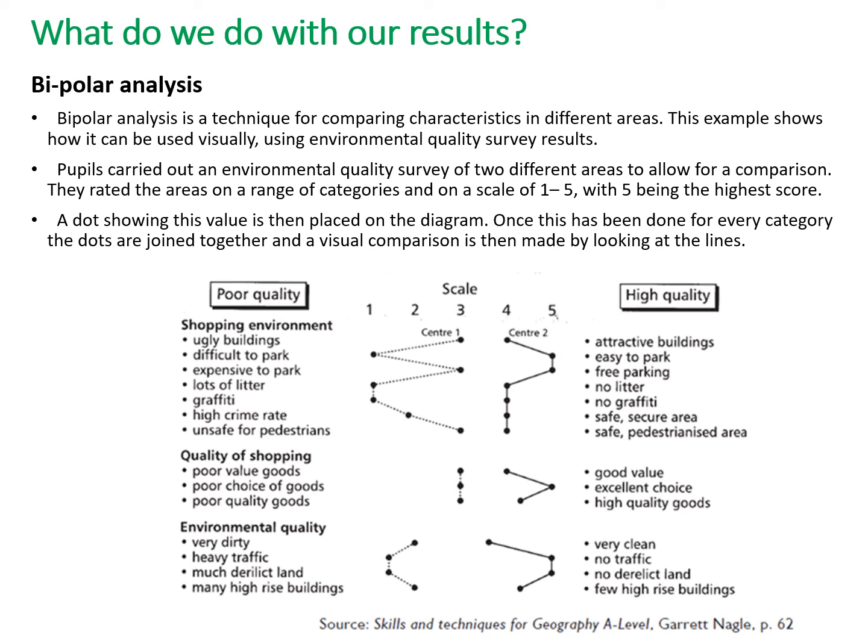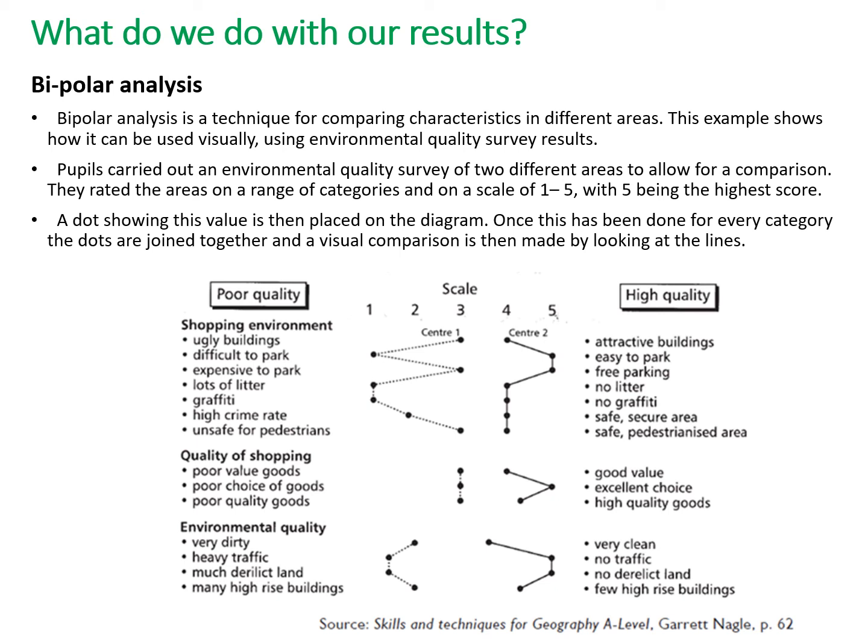So what I want to show you here is a technique that we can use to display our results. If we've got two areas that we're comparing, we can do something which is called a bipolar analysis. And as you can see, we can look at these different characteristics across the different areas, and we can see how the environmental quality varies for each of these categories in a very visual way using a bipolar analysis.